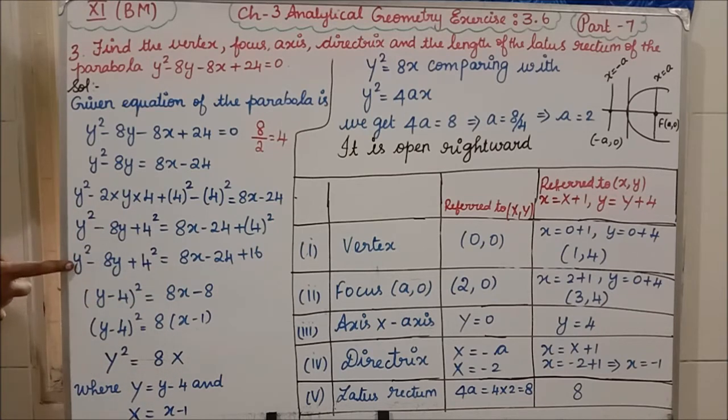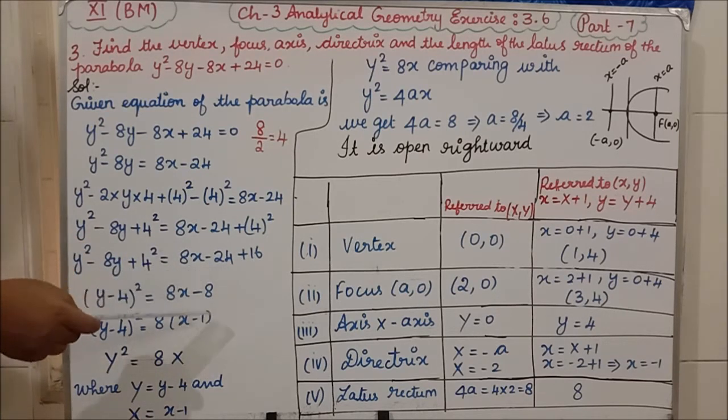So in the place of a we are having y, in the place of b I am having 4. So y minus 4 the whole square is equal to 8x minus 24, if you subtract 16, I am getting 8 minus 8. So y minus 4 the whole square is equal to, commonly here what we are having is 8, this bracket x minus 1.